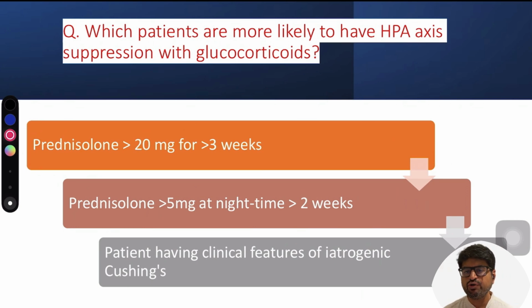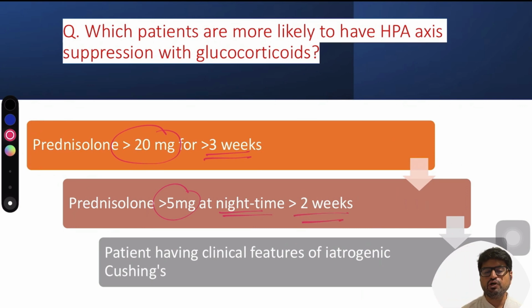Which patients are likely to have hypothalamic-pituitary-adrenal axis involvement, or HPA axis involvement, with glucocorticoids? Three rules. Any patient who has been on more than 20 mg of prednisolone for more than 3 weeks. Any patient who is on more than 5 mg of prednisolone given in a non-physiological manner, for example at night time, for more than 2 weeks.